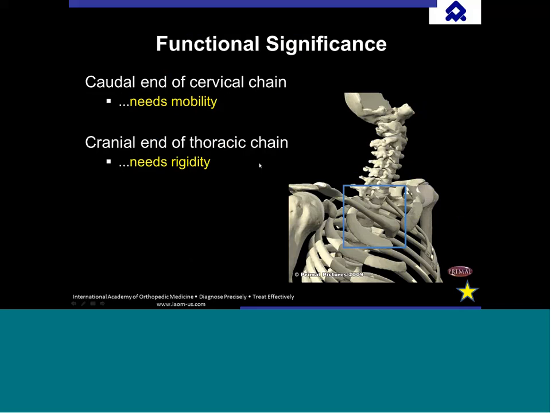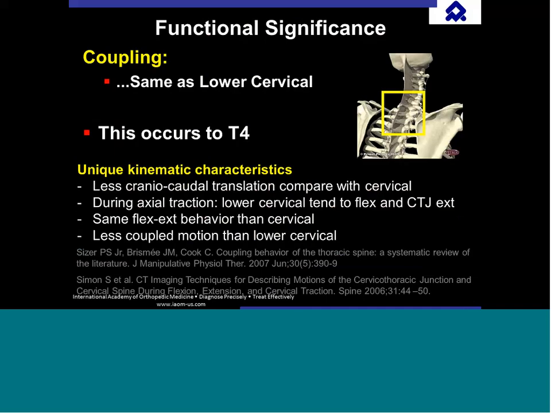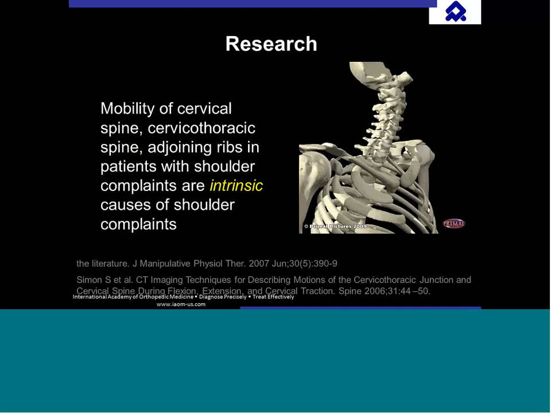And the functional significance, as I mentioned, is that this area is the caudal end of the cervical chain, which needs mobility, and the cranial end of the thoracic chain, which needs rigidity. So you have two biomechanical systems coming together at one place, which is almost like two waves crashing upon one another. It creates a lot of turbulence. Additionally, the lower cervical spine has specific biomechanical properties. It has specific predictable ways of moving on one another. And we know this predictability occurs all the way down to T4. When you learn this, it's going to make all of your mobilizations make a little bit more sense: why you're mobilizing, what you're mobilizing, and how to do it appropriately.